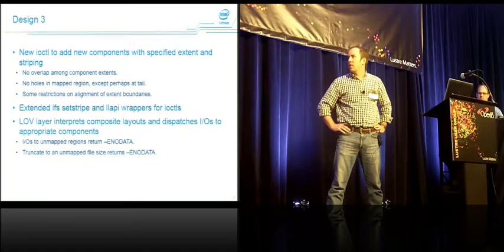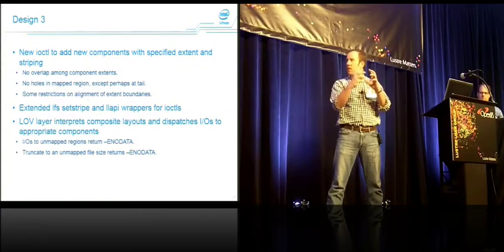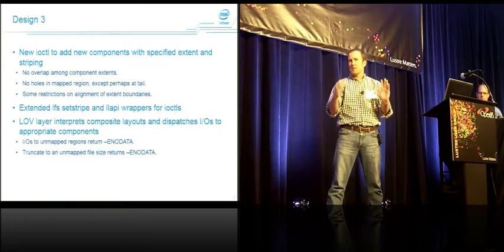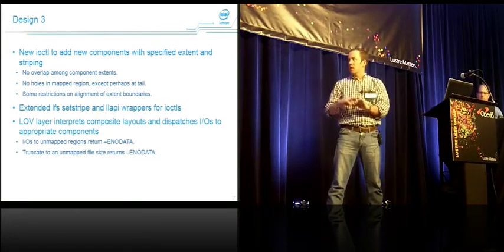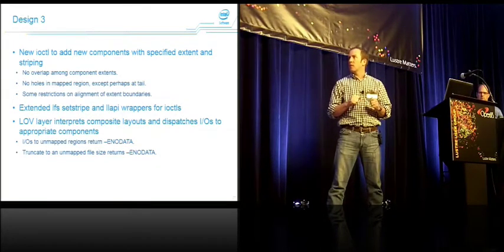The client side LOV layer will unpack and interpret these composite layouts, and they'll understand that these files have extents now, and that as IOs come down, they need to be possibly broken up and dispatched into the separate components according to the extents. If you try to read or write into an area that you haven't mapped yet, so maybe you've just set up the first 2 megabytes, and then the application decides to seek out to 42 megabytes and write something or read something, it's going to return ENODATA. And the same with truncate.